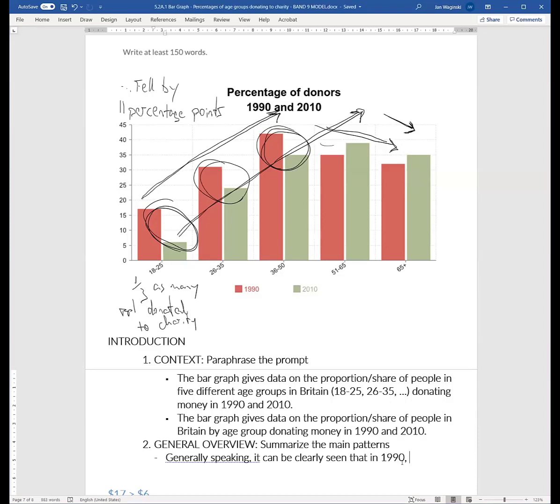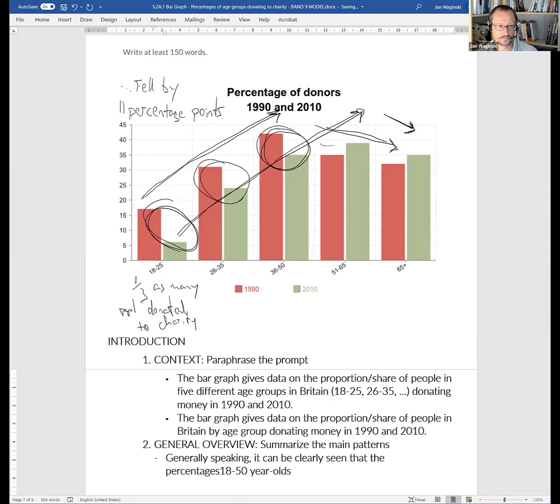Can't we write simply that it can be clearly seen that young people donated less money than seniors? No, not money. I'm going to help you guys out a little bit. It can be clearly seen that 18 to 50-year-olds, what happened with that group? The percentages of the donors are increasing.